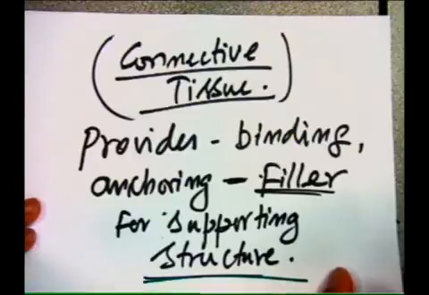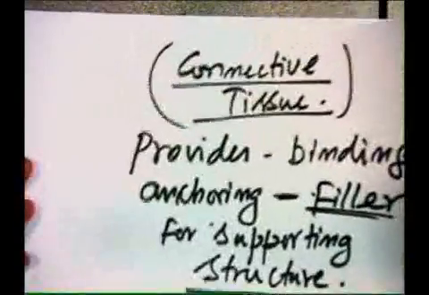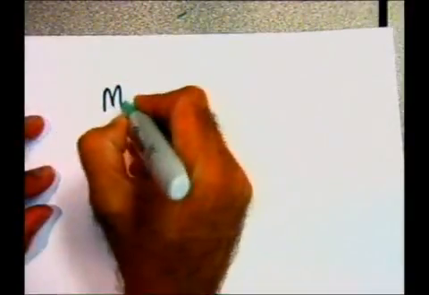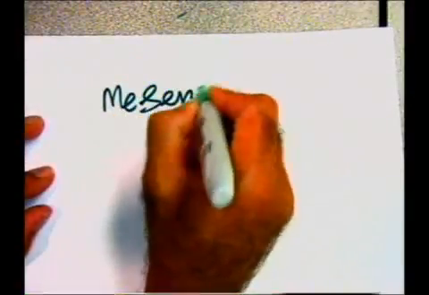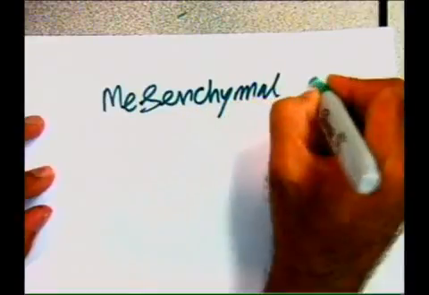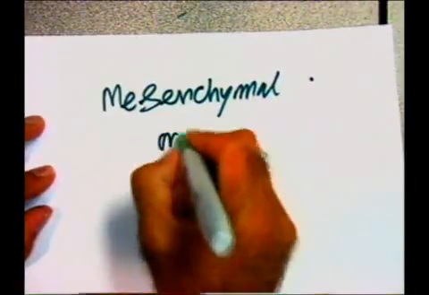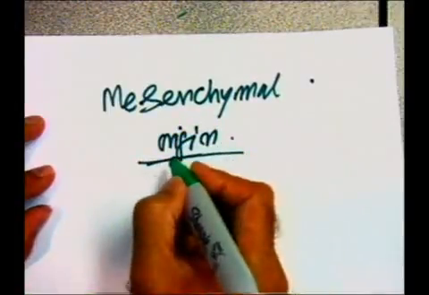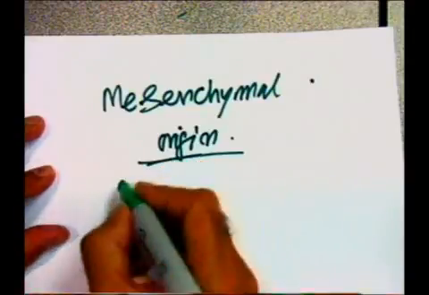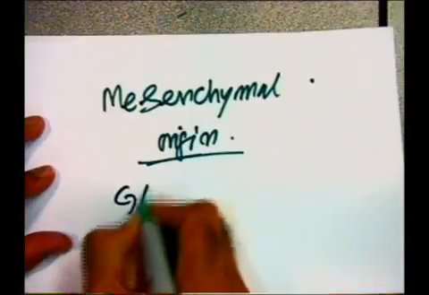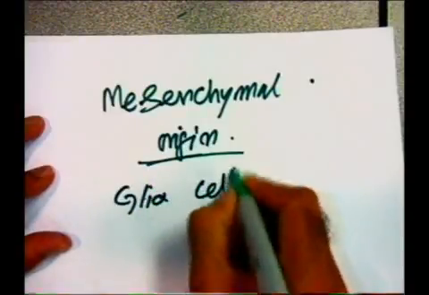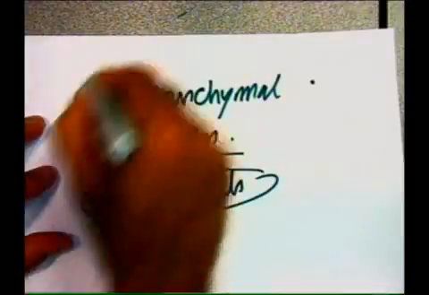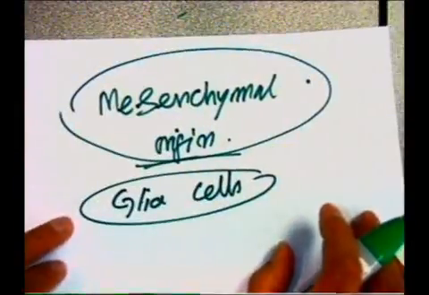What type of cells are involved, and what is the embryonic origin of this connective tissue? The origin is coming from mesenchymal cells. Mesenchymal origin, embryonic origin. Some of them are derived from glia cells, G-L-I-A, glia cells. Some connective tissues come from there, but mostly it's coming from mesenchymal cells.